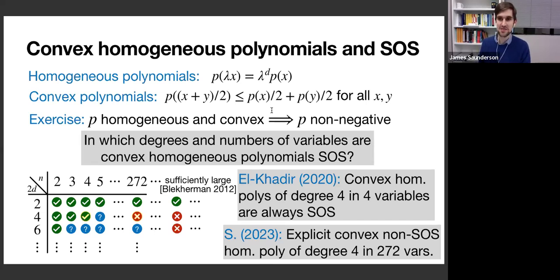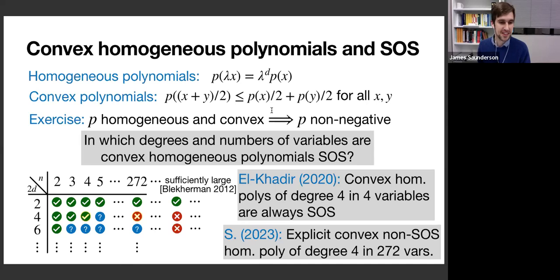And it really makes me wonder where the ticks should be in this picture and where the crosses should be in this picture. Okay. And so what are the other recent results? One of the reasons I like this topic is I've actually done something here, which is to find an actually explicit example of a convex homogeneous polynomial that's not a sum of squares. And that example is in degree 4 and actually in 272 variables. And I'll tell you why in a second. But that's really all that we know.